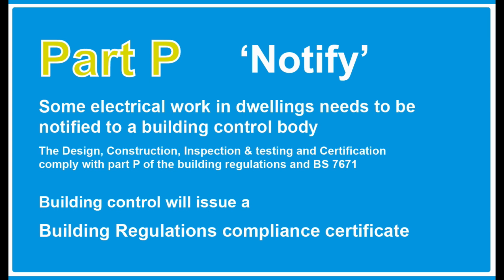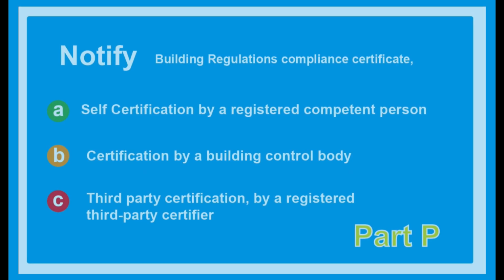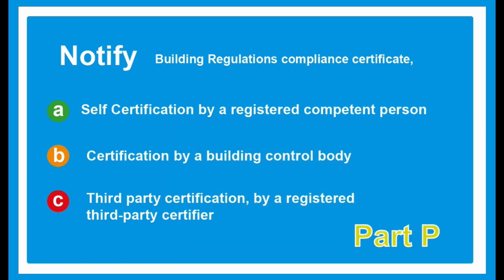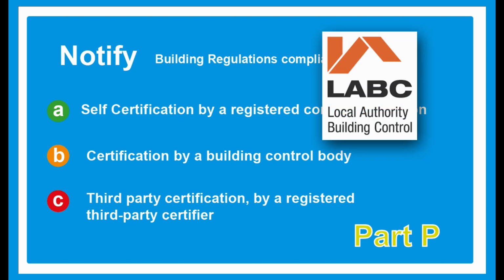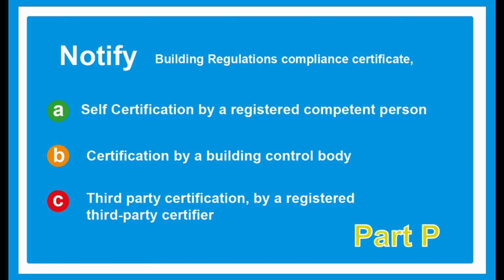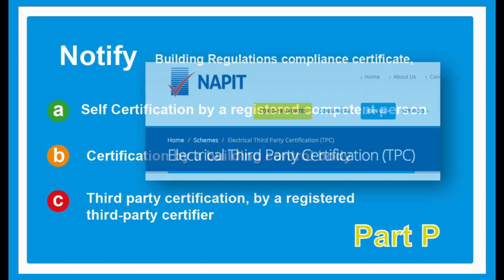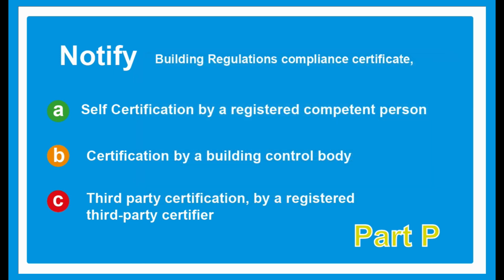Now, how does the council know if the work's been done correctly or not? So who can notify building control? Well, a registered competent person, such as a member of NAPIT or the NICEIC, they can self-certify their work and notify building control. You could ask building control themselves to actually certify the work. They will send someone to inspect and test. That gets quite involved. Or conversely, there's a third-party certification now. This is where a person comes and they can test the work and inspect the work, but they haven't actually installed it themselves.